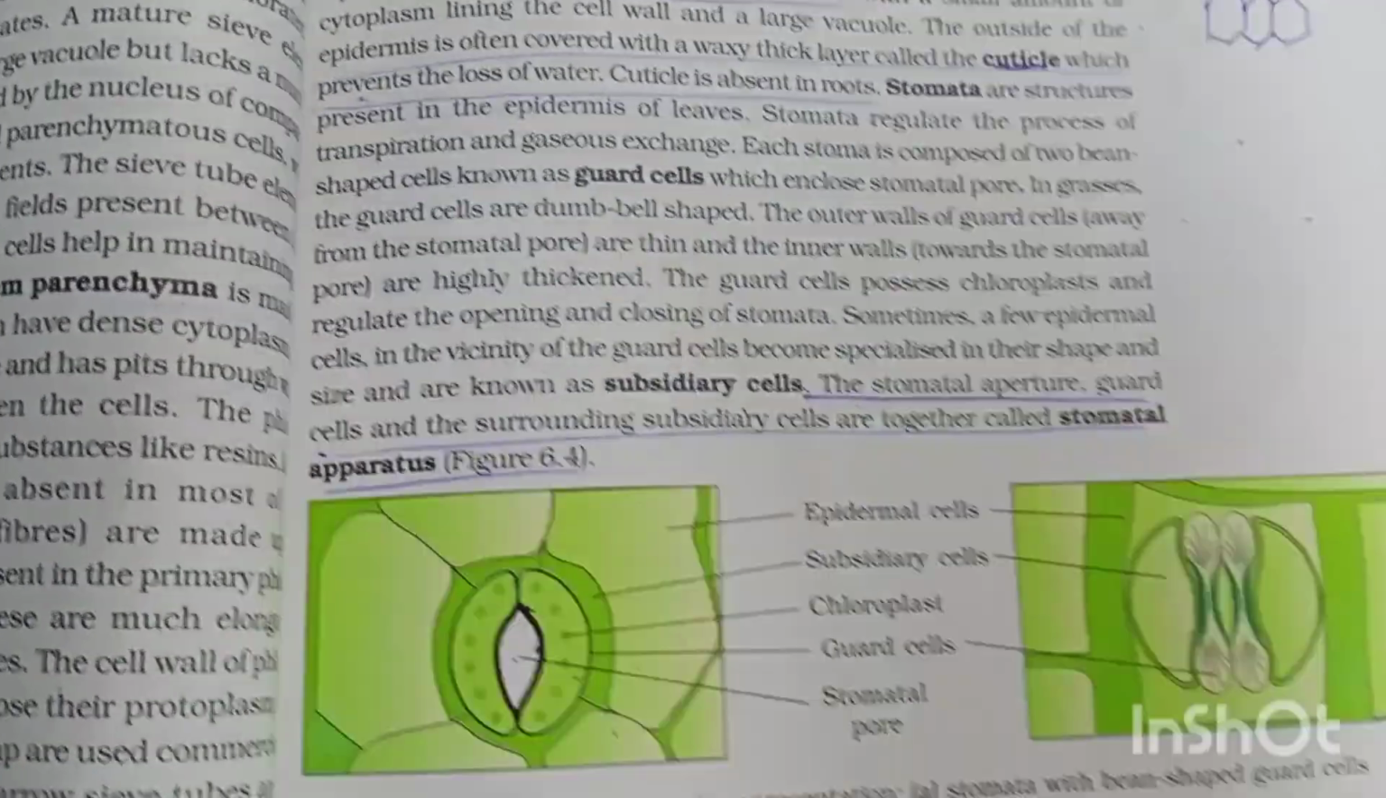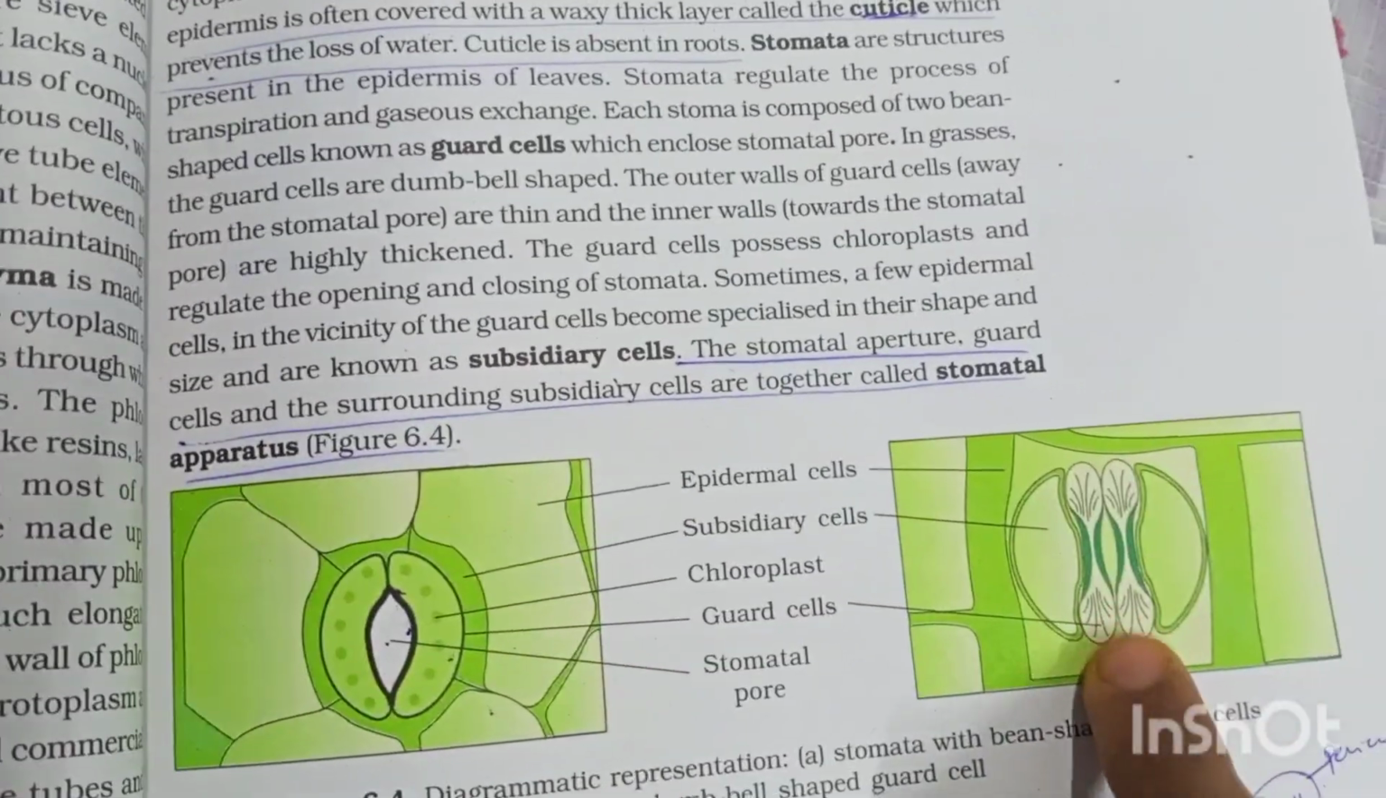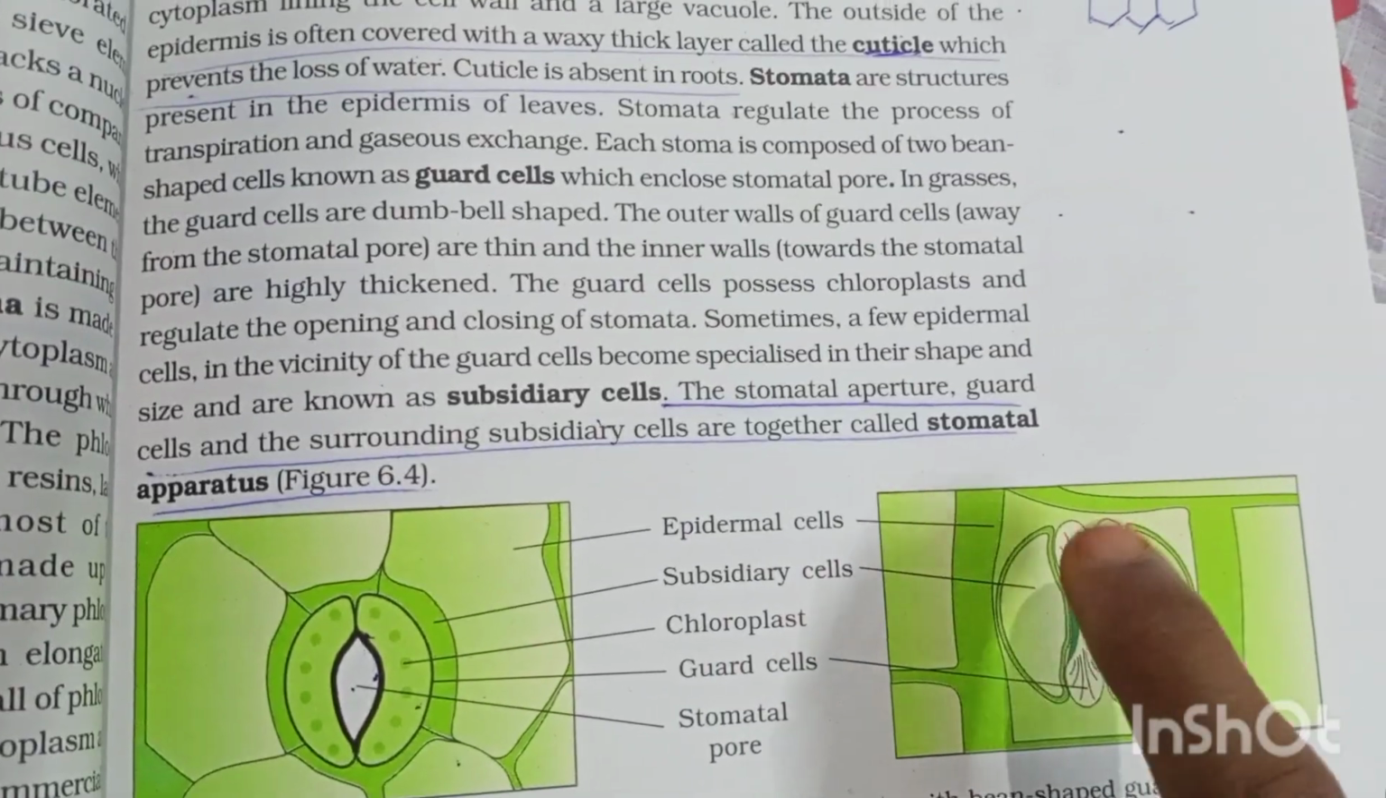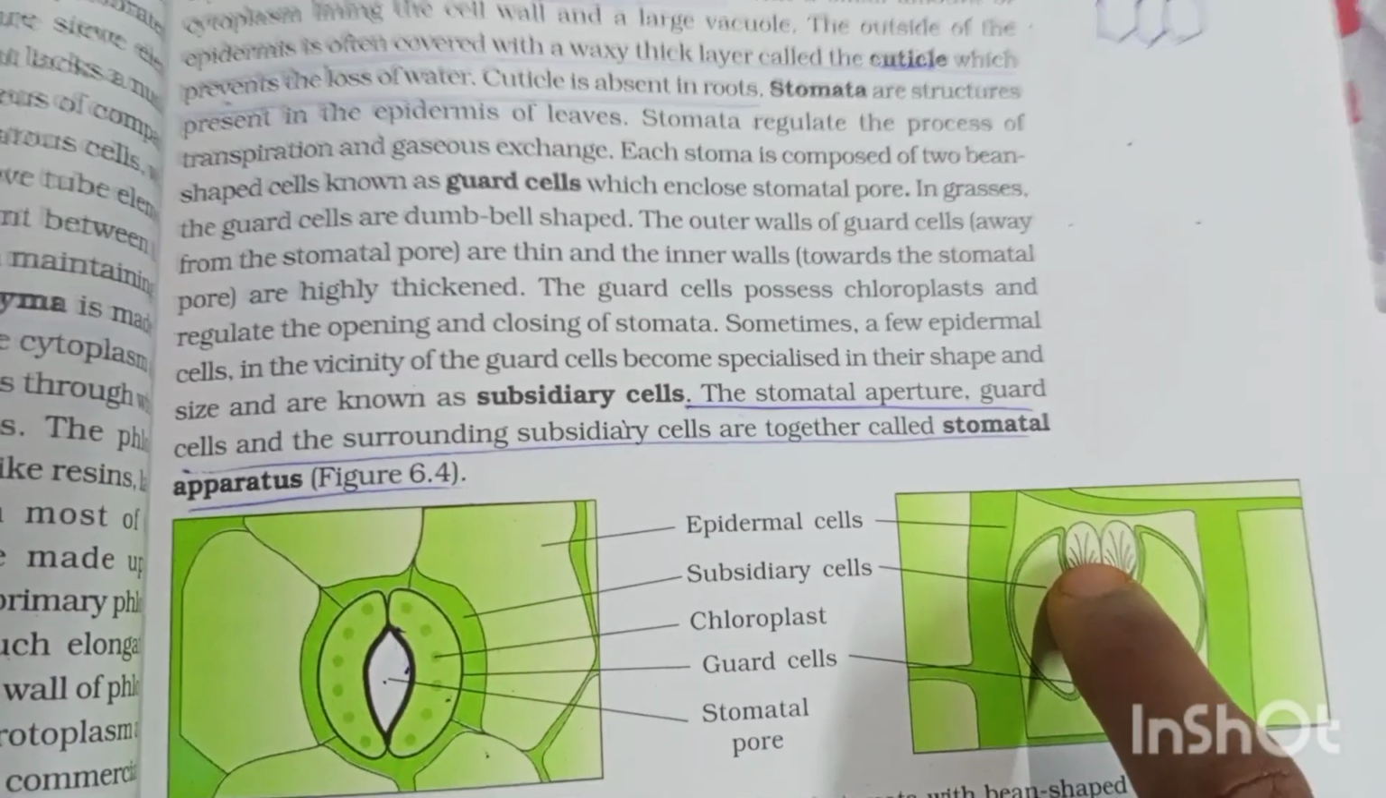So this will also be present. So when you take a monocot, this is actually a dicot. When you take monocot, the pore will be dumbbell shape. The stomata will be dumbbell shape.